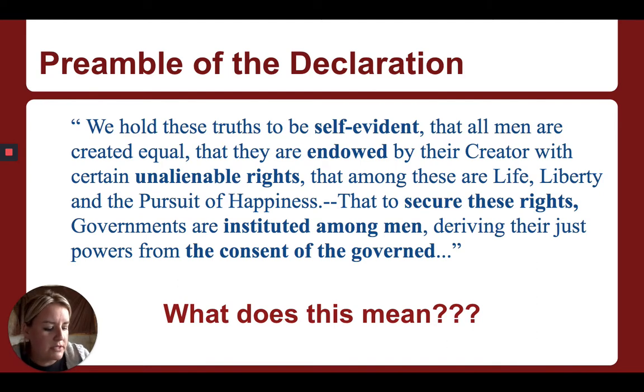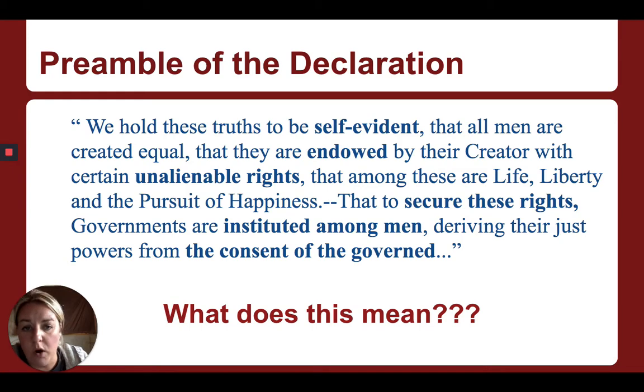And so the preamble itself looks like this, right? And this is probably the most famous part. We hold these truths to be self-evident, that all men are created equal, that they are endowed by their Creator with certain unalienable rights, and that among these rights are life, liberty, and the pursuit of happiness. That to secure these rights, governments are instituted among men, deriving their just powers from the consent of the governed.